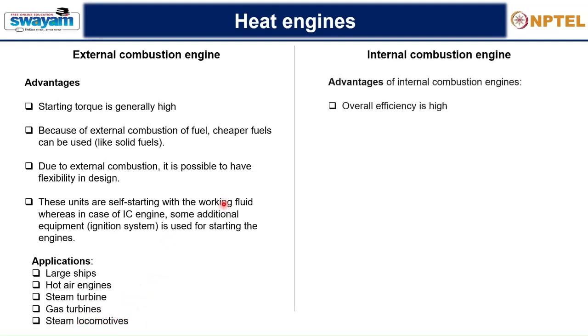Then internal combustion engines. The main advantage is that although it is very compact and sophisticated, the overall efficiency is quite high. Then it has greater mechanical simplicity. Weight to power ratio is generally low. So that's the main reason why internal combustion is used in transport vehicles. You need lower weight and higher power, and that is only possible with internal combustion. You cannot expect that from external combustion because it needs a huge space.